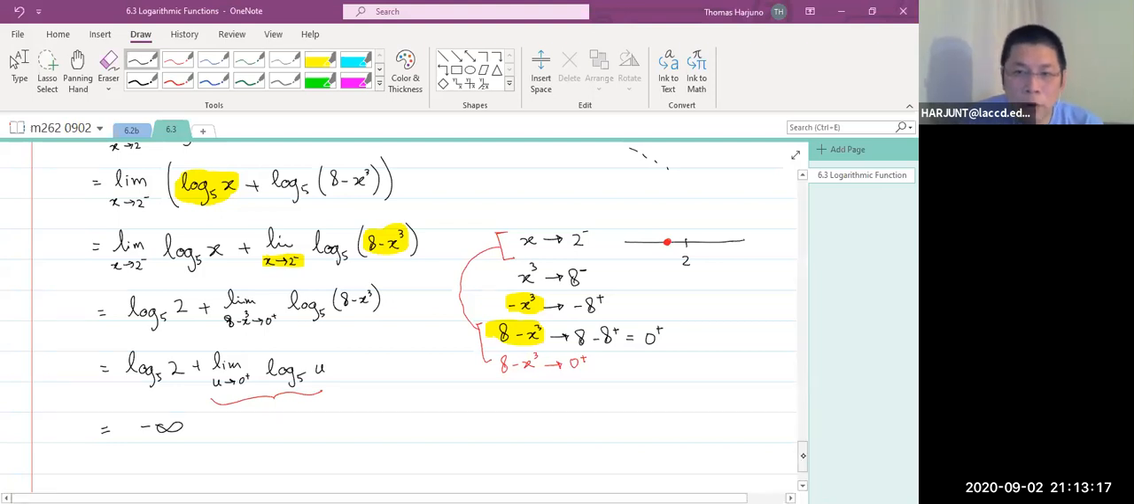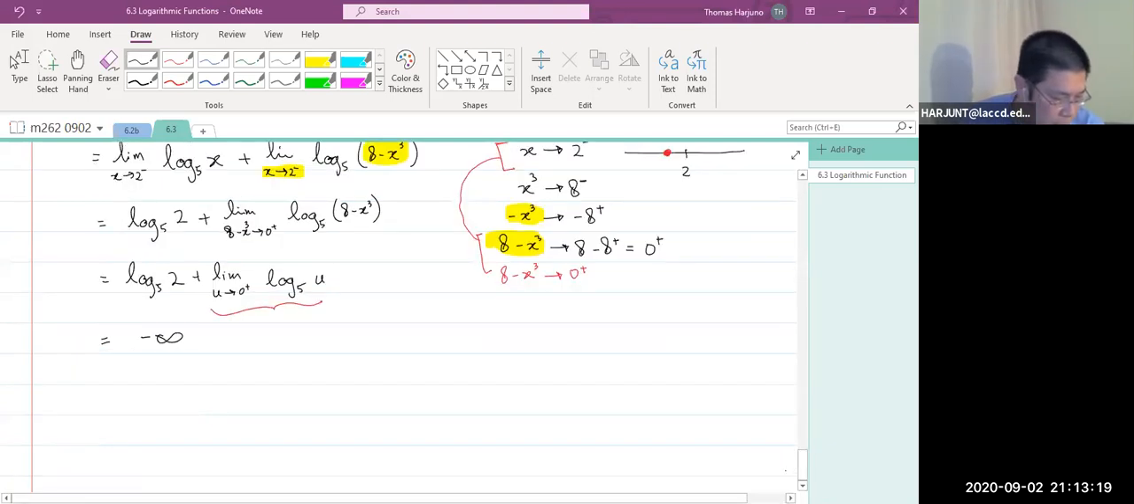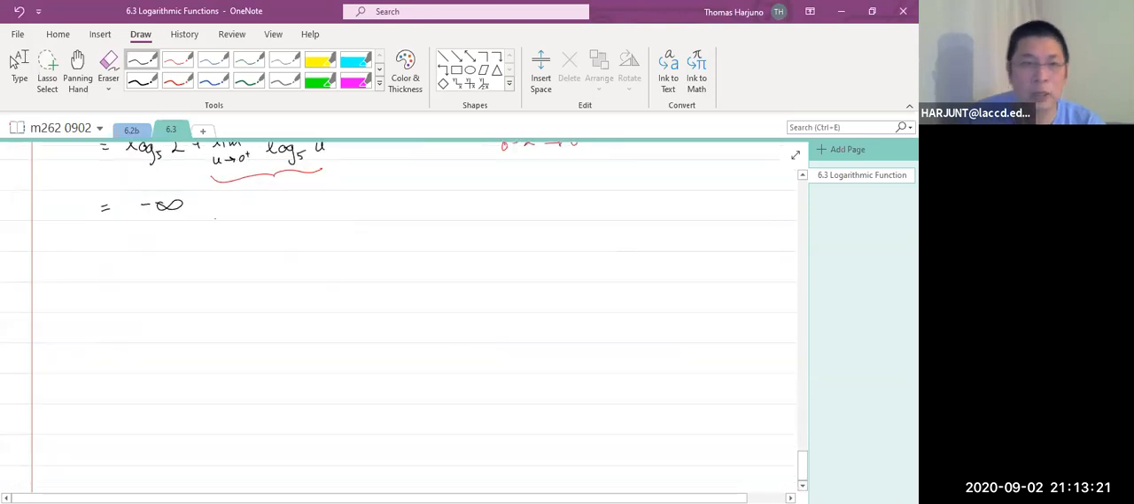Now, let's go on. Another limit question. I think number 50 is another interesting question. Number 50: the limit of x approaching 0 from the positive side of natural log of sine x.